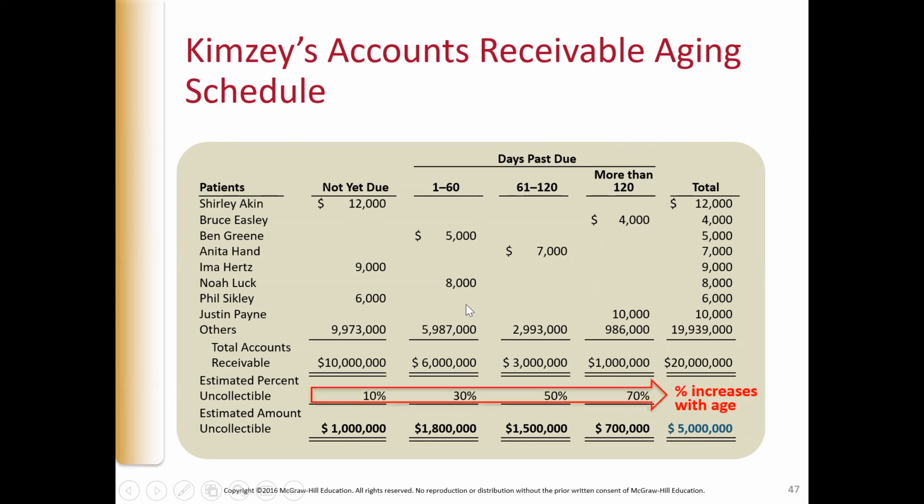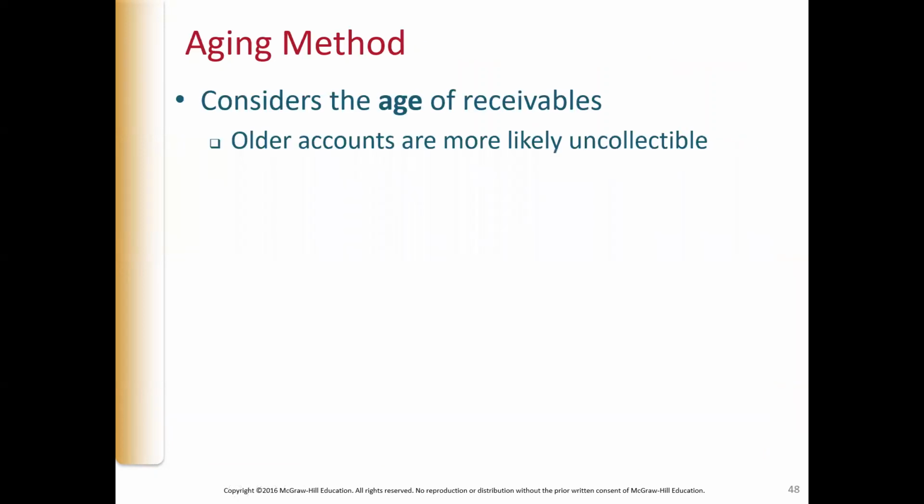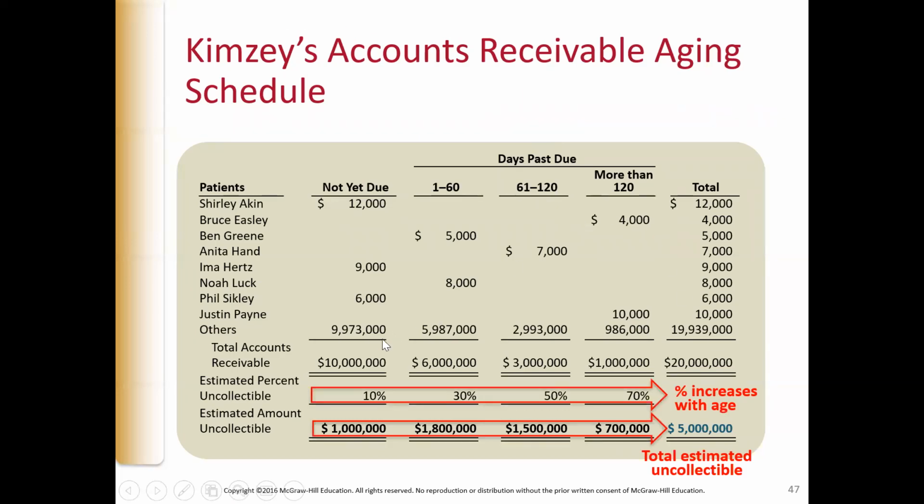This is a more accurate approach to really estimate the bad debts, because guys, the reality is the older they get to be collected, the more likely it's not going to get collected. So in this example, do you see how those not yet due, based on history, they estimate 10% won't be collected. Those 1 to 60 days, 30%, 61 to 120, 50%, more than 120 days, 70% won't get collected.